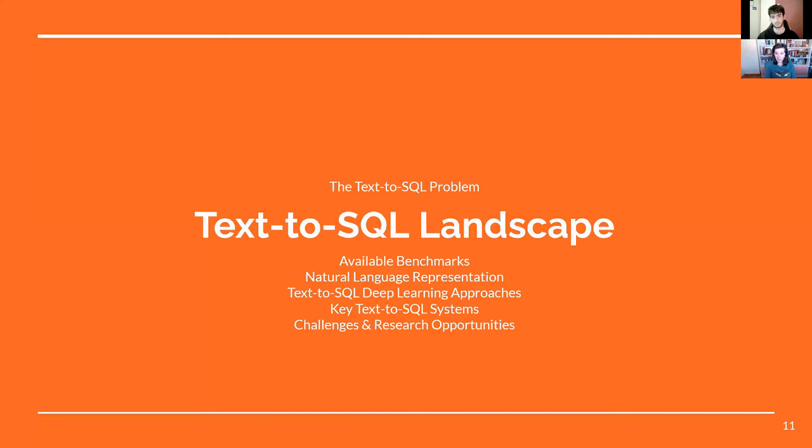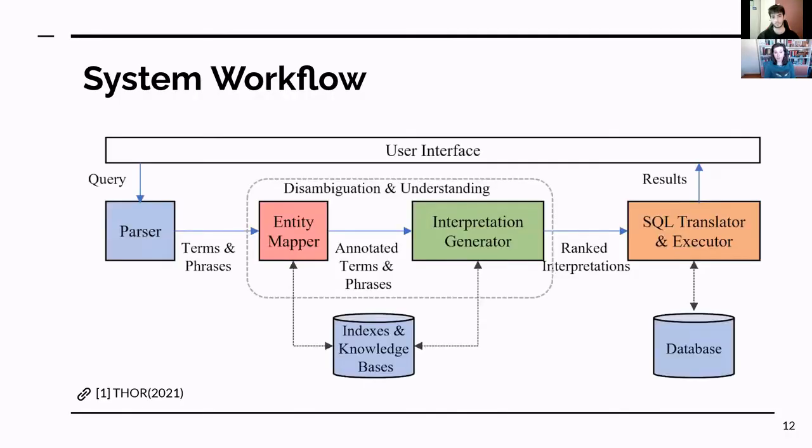Now, early approaches follow a system workflow that looks like this. Essentially, you have the query that is given to the parser. The parser is responsible for decomposing the query and understanding the main parts of the query, terms, phrases, and so forth. Then the entity mapper is responsible for finding how these parts of the query map to database elements, values, relations, attributes, and so forth.